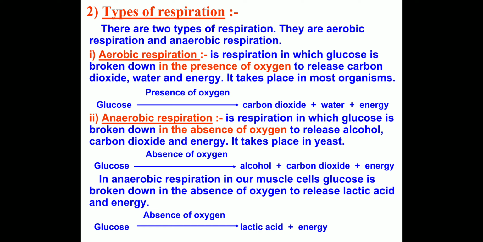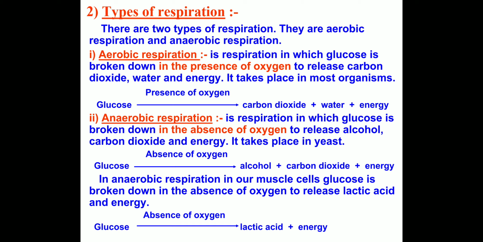Now coming to types of respiration. Children, there are two types of respiration. They are aerobic respiration and anaerobic respiration. Aerobic respiration, children, is a type of respiration in which glucose is broken down in the presence of oxygen to release carbon dioxide, water, and energy. It takes place in most organisms. So, aerobic respiration simply means respiration that takes place in presence of oxygen.